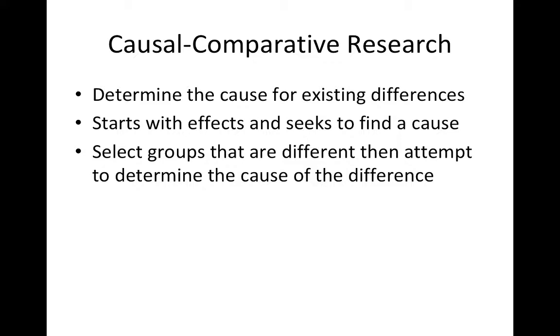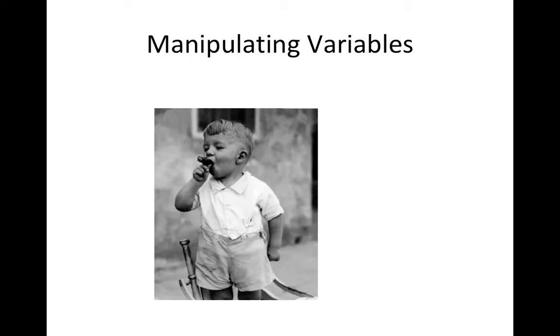And you can also select groups that are different and then attempt to determine the cause of the difference. You select groups that are different and then attempt to determine why one group is different than another. And so an example might be lung cancer among people who smoke. And this is a great old vintage picture, unfortunately, of a very young person using a cigar.